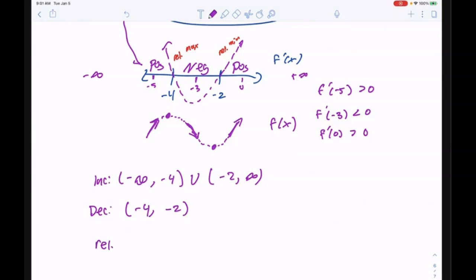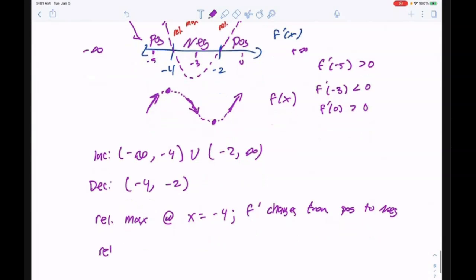Good. We have a relative max at x equals negative 4. Make sure you say x equals in these cases, just to be careful, because f prime changes from positive to negative. That's the justification. And finally, we have a relative min at x equals negative 2, because f prime changes from negative to positive. And those are the answers.